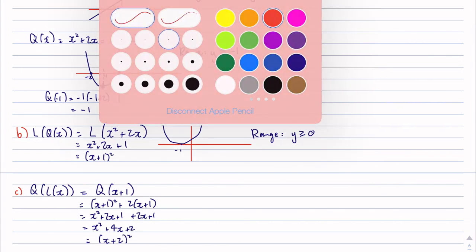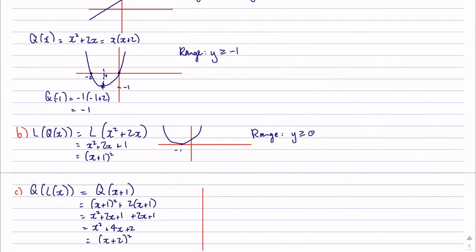So if I were to draw this one, I always recommend drawing them if you're trying to find domain and range. -2, it's been moved left 2, if I can draw. So this one's range, again, y greater than or equal to 0.